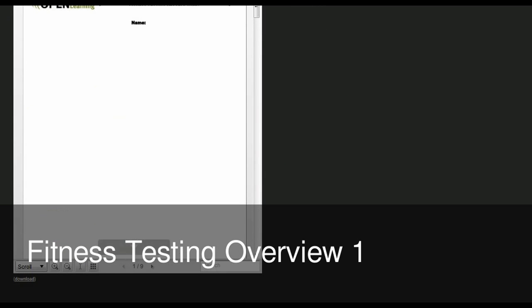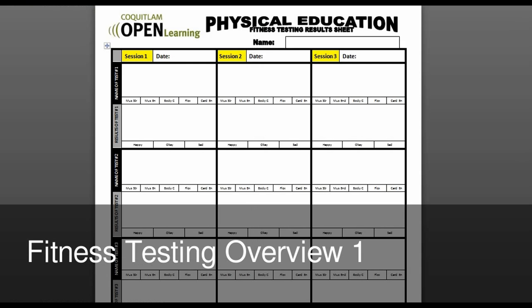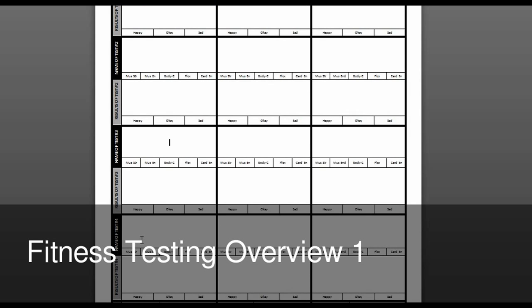At the bottom of the page here, you'll see this document to download. And here it is. This is what the fitness testing sheet will look like. You're going to have 4 tests to do. You'll name the test here, test 1. The second test will be named there, then the third test and fourth test.